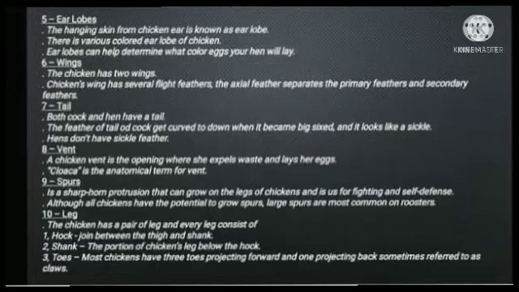Tenth, leg. The chicken has a pair of legs, and every leg consists of hock, shank, and toes. Hock, the joint between the thigh and shank. Shank, ito ay bahagi ng binti ng manok sa ibaba ng hock. Toes, o mga daliri sa paa ng manok. Karamihan sa mga manok ay mayroong 3 daliri sa unahan at isa sa likod.